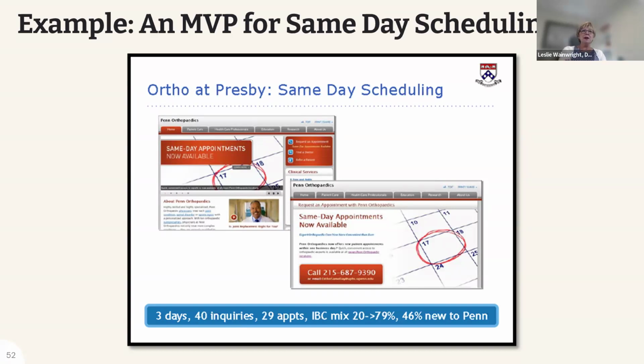So what they did is they basically put 2 billboards, literal billboards, in the Penn market. And it was actually the service line lead's cell phone number that was the number to call. They put it up for a couple days. And on the bottom, you can see what they got. Over 3 days, they got 40 inquiries, turned into 29 appointments. And importantly for them, 46% of that was new to Penn.